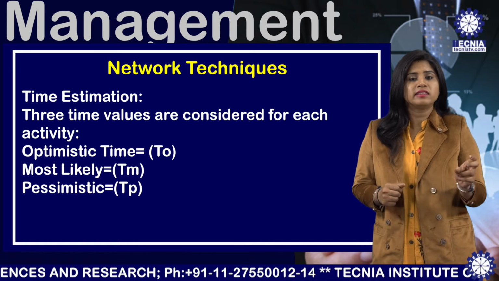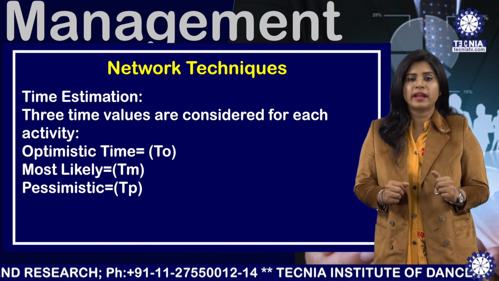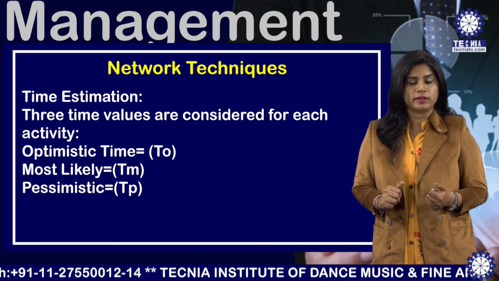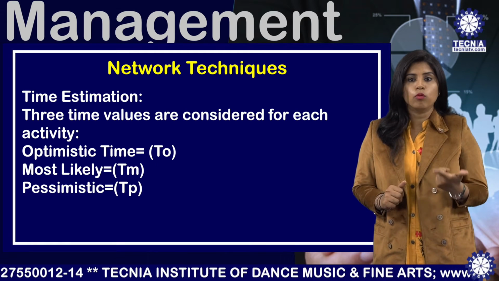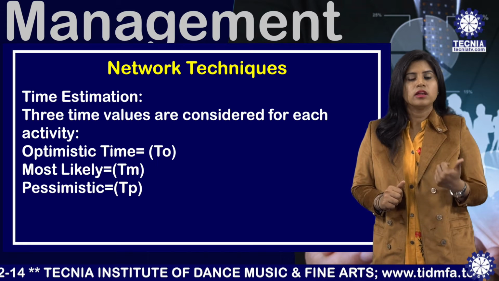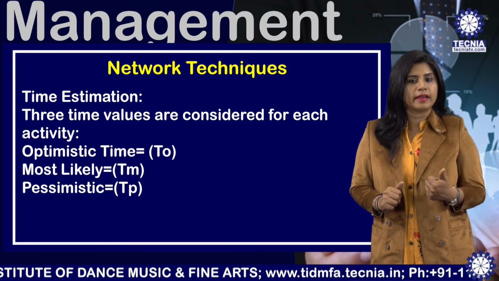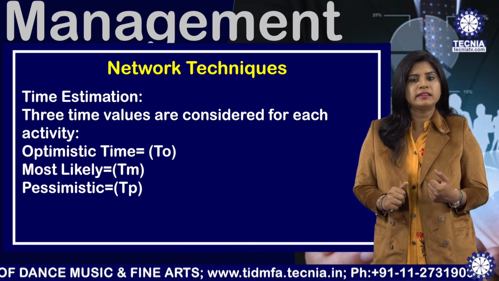Now, how do we calculate the time? Or we can say the time estimation, that is denoted by TE. Three time values are considered for each activity, that are optimistic, most likely and pessimistic. Optimistic is denoted by TO, most likely is denoted by TM and pessimistic is denoted by TP.